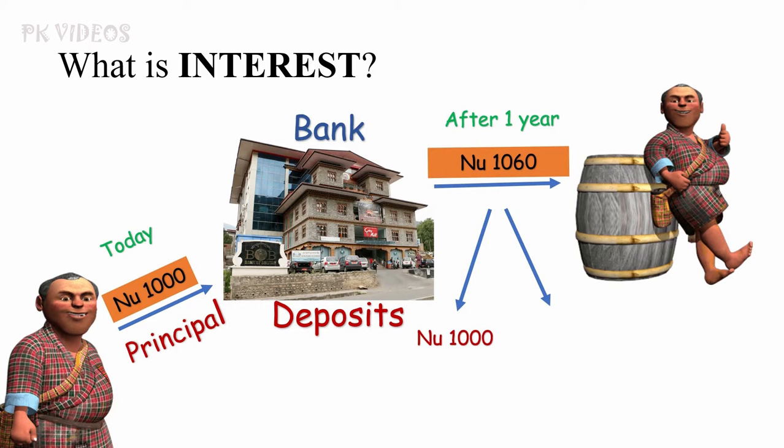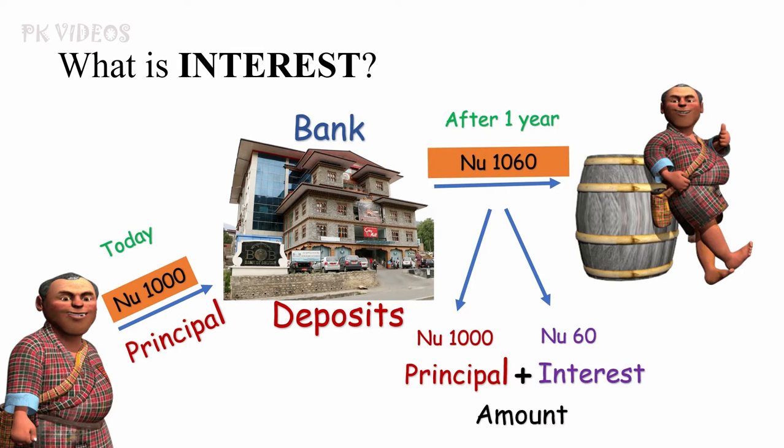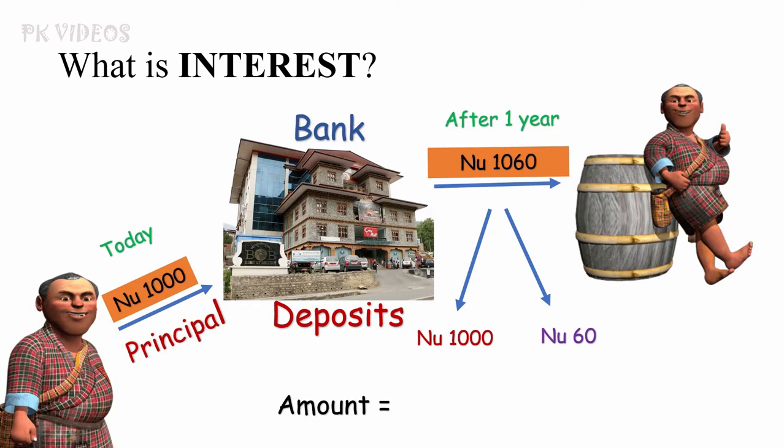Nilton 1000, that is the principal amount that he initially deposited, and the extra Nilton 60 that he gets from the bank, which is called the interest. The principal, the original amount he deposited, and the interest together is called amount. Therefore, amount is the sum of principal and interest.